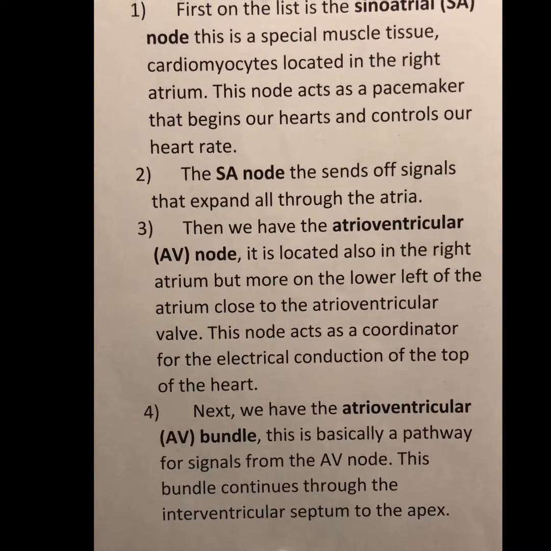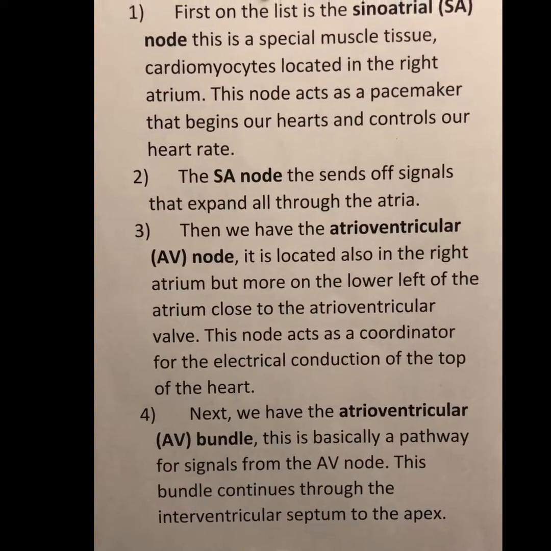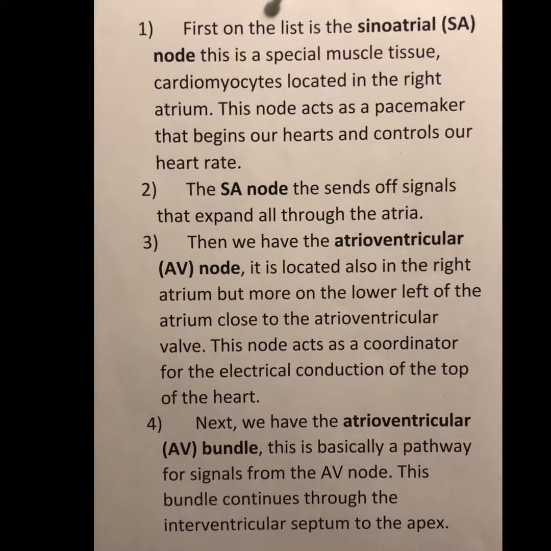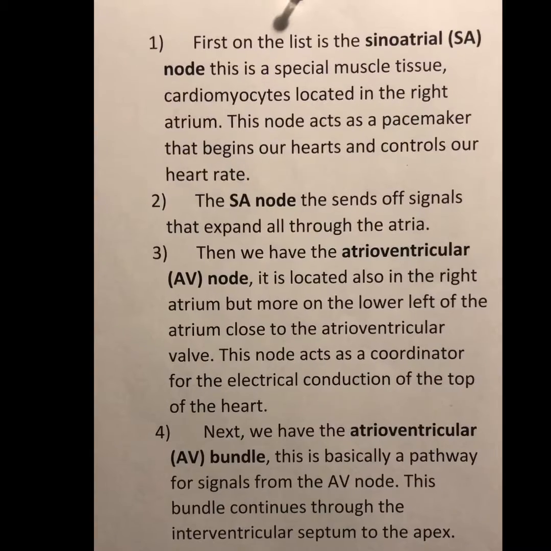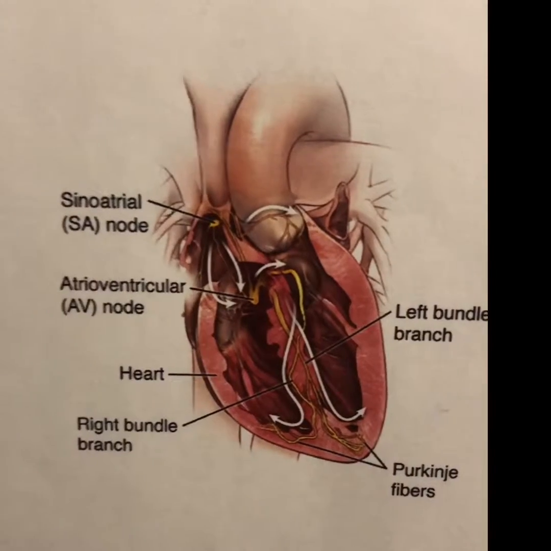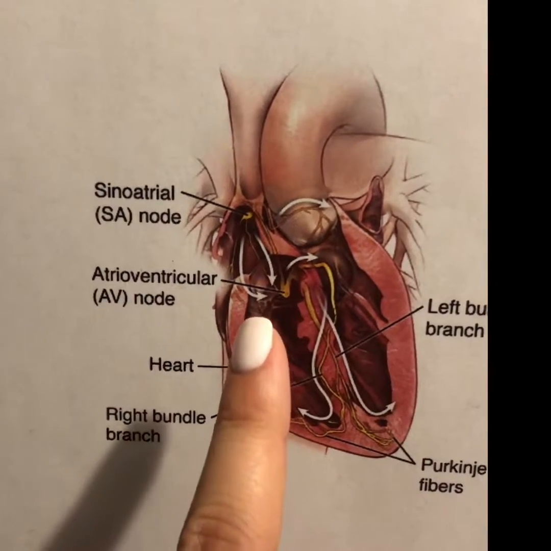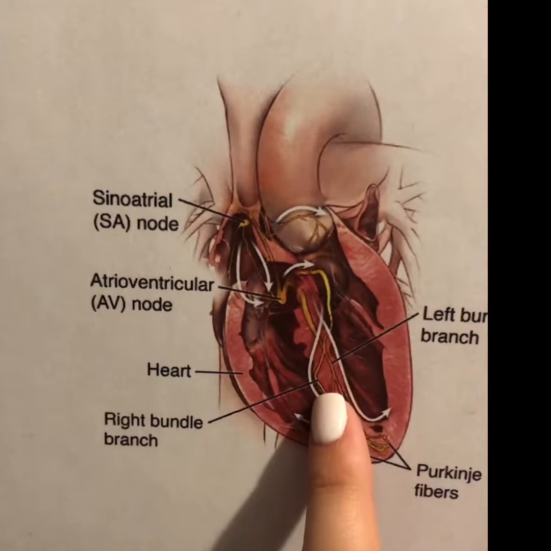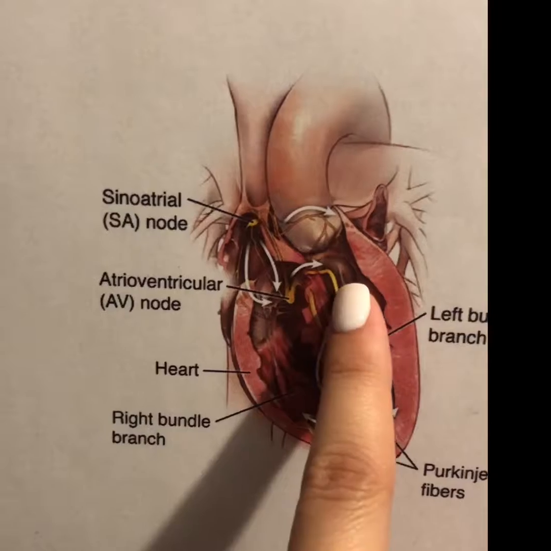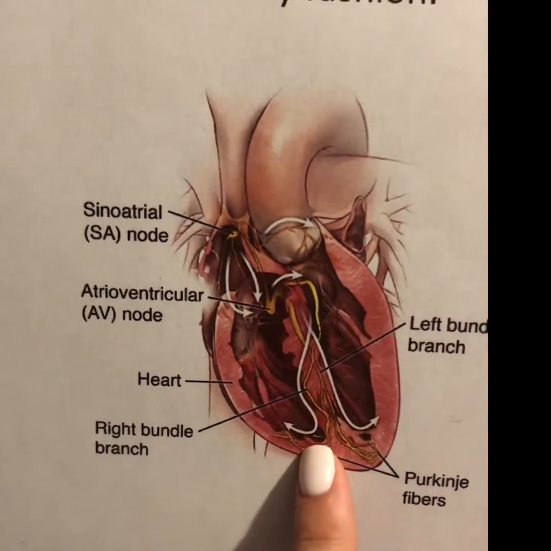Next, we have the atrioventricular bundle. This is basically a pathway for signals from the atrioventricular node. This bundle continues through the interventricular septum of the apex. As you can see right here, from the AV node, it is sending down signals to the interventricular septum of the apex, and here's where the bundle is located.